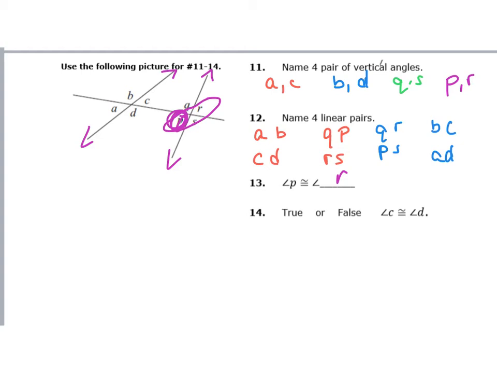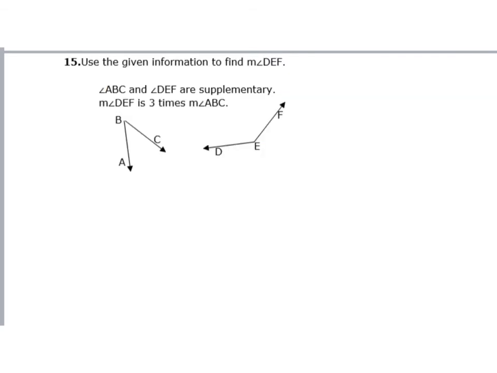Okay, so then the last one, number 14, true or false, is C congruent to D. So C and D, are they congruent? Well, they're a linear pair, so they're not congruent, they're supplementary. Okay? Look on the back side of that page.